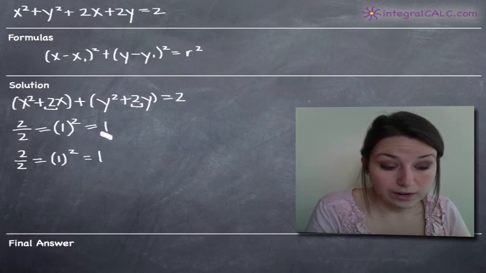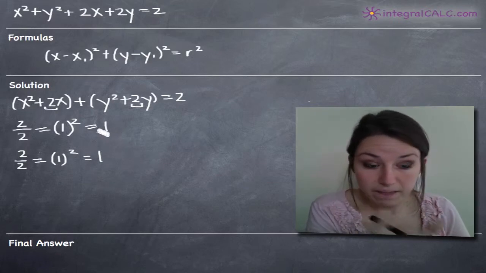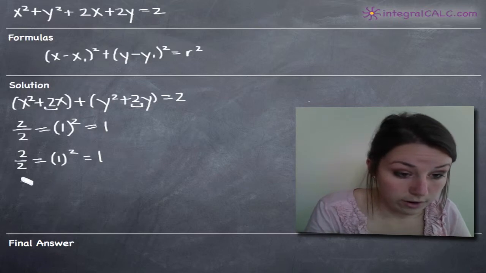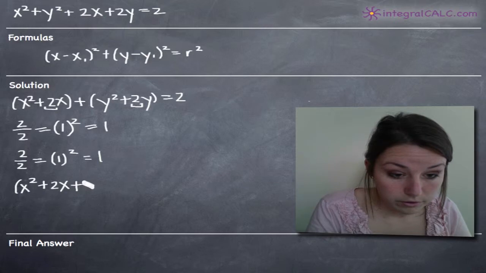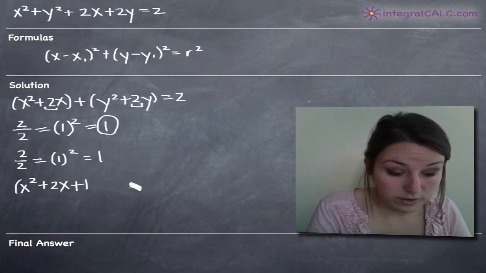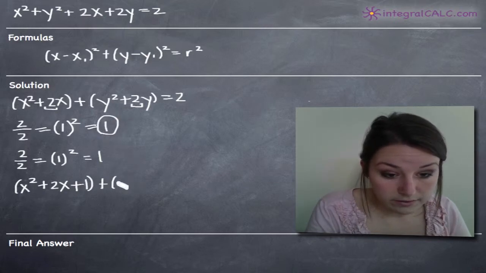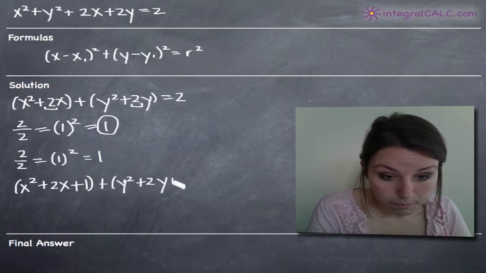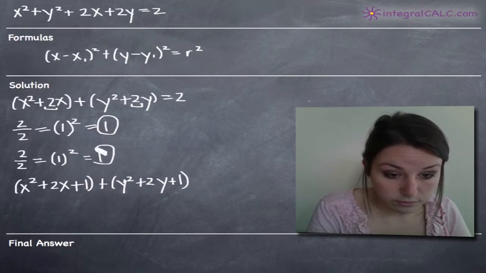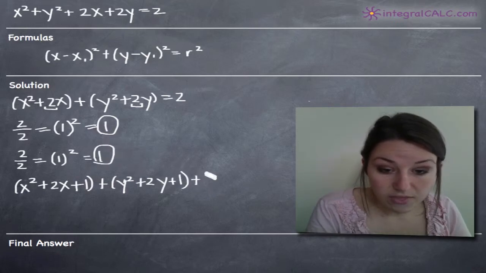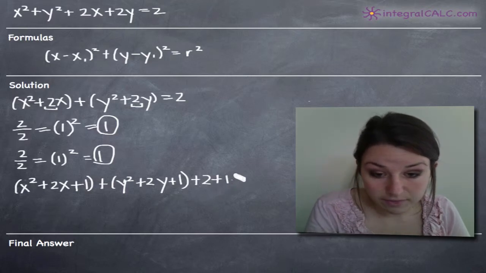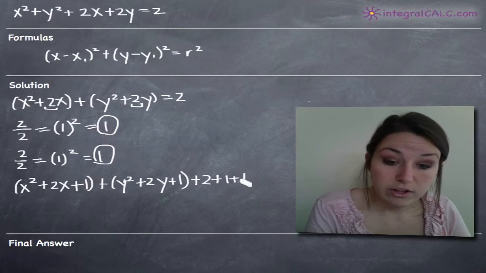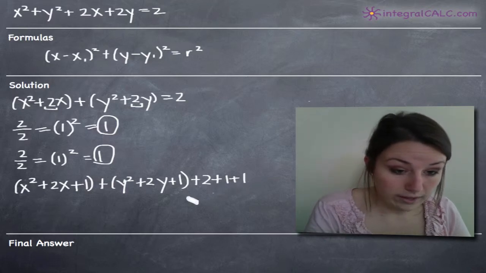So these are the numbers that we're going to add to the x terms and the y terms to complete the square. So we'll say x squared plus 2x plus 1, because we found that we were going to add 1 right there. And then plus y squared plus 2y plus 1, because we said we were going to add 1 to the y terms. And then on the right hand side, in order to balance these equations, we have to add the same thing on the right hand side that we added on the left. So we add 1 and then 1 again.